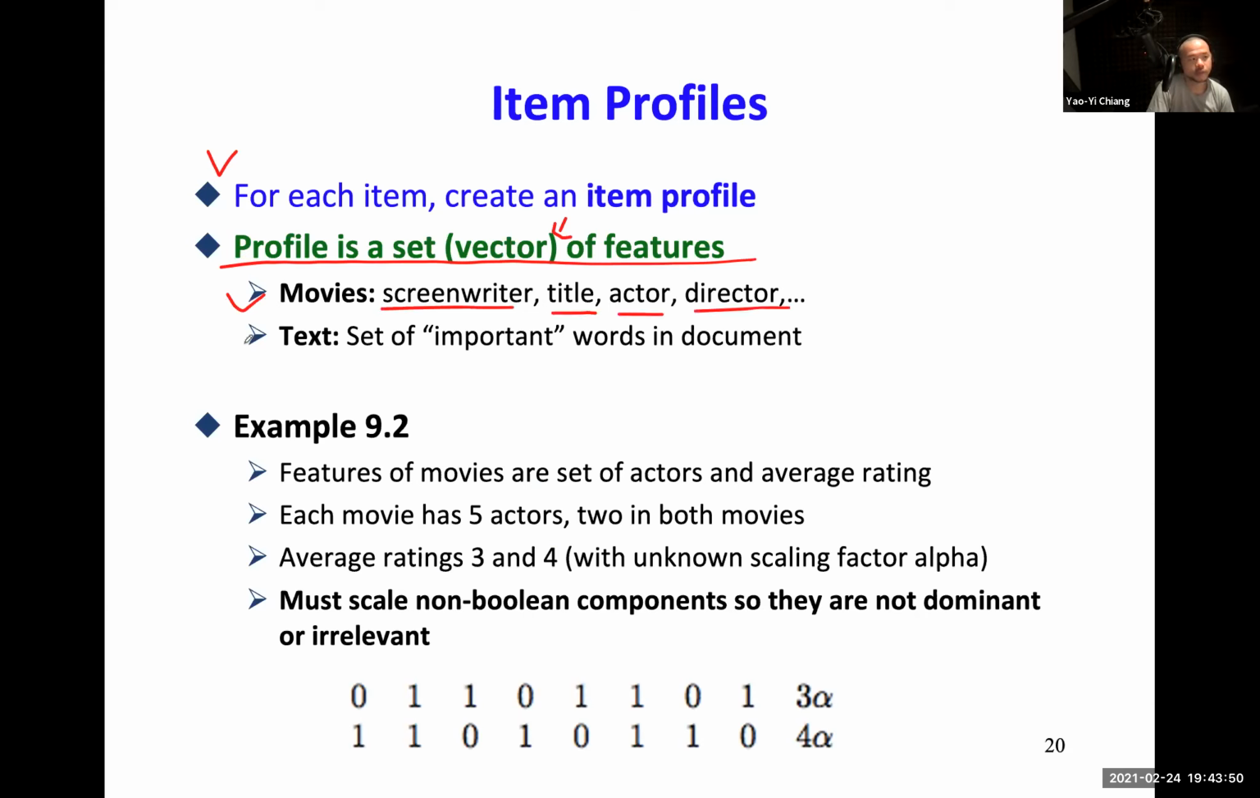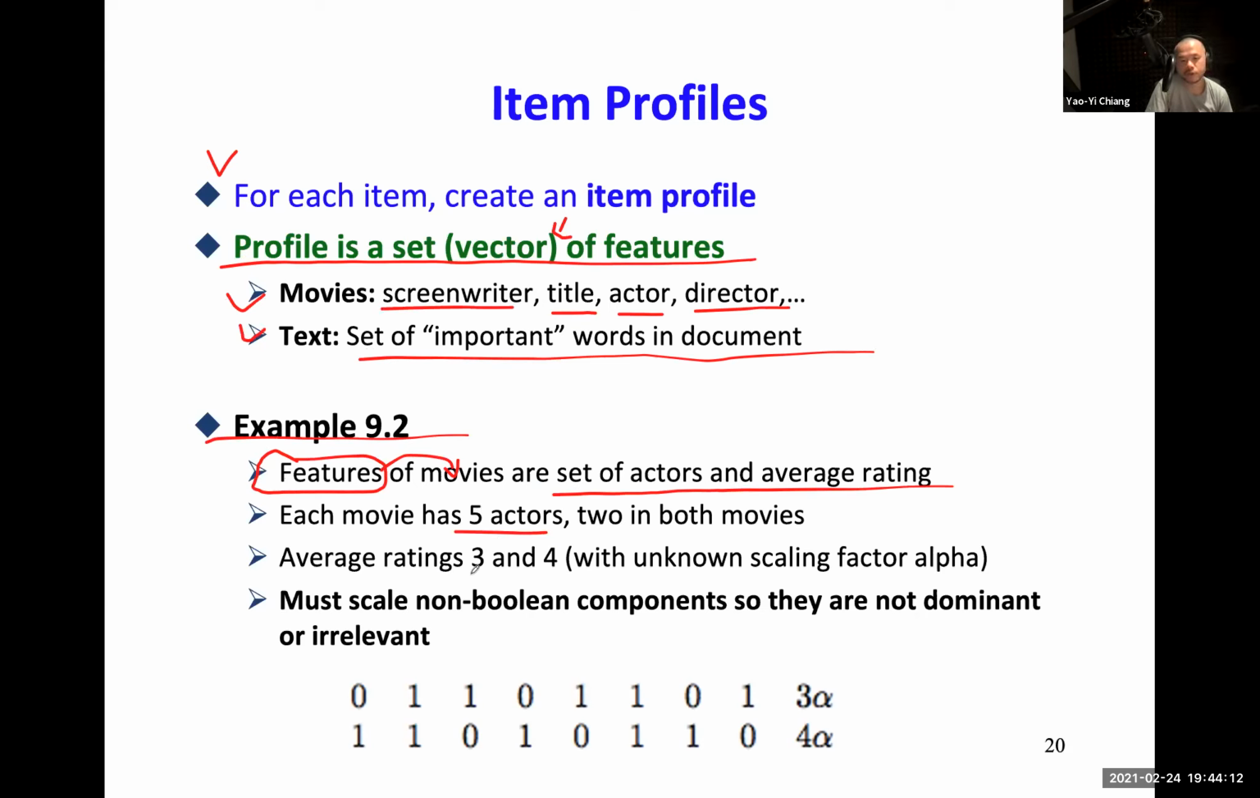If your item is text documents, it can be sets of important words in the document. So this is one example from your textbook. Let's say we are going to create this item profile for movies. So features for movies. These are sets of actors and average ratings. Each movie has 5 actors. Let's say we only have 2 movies.